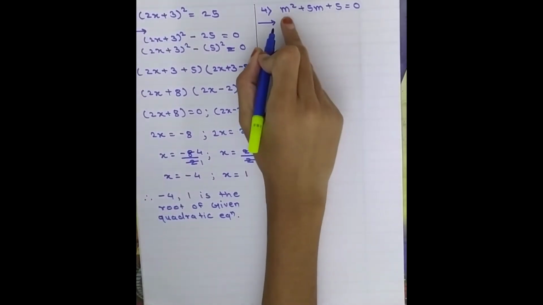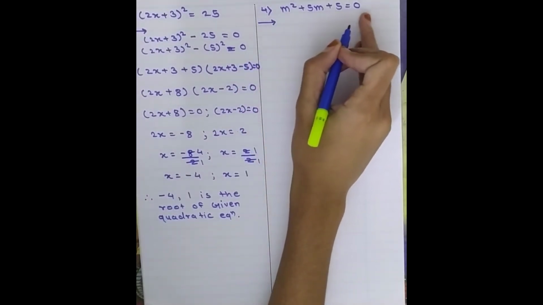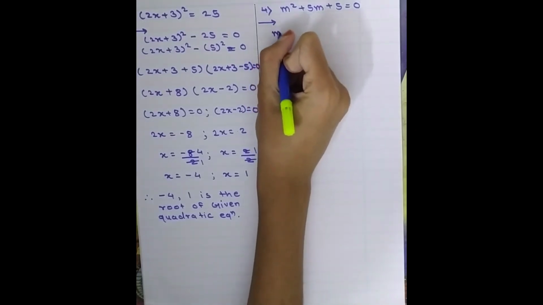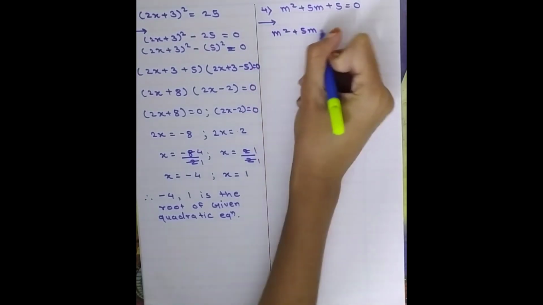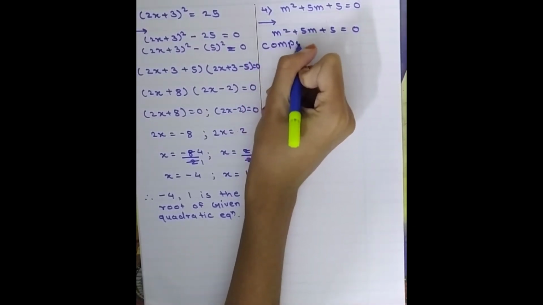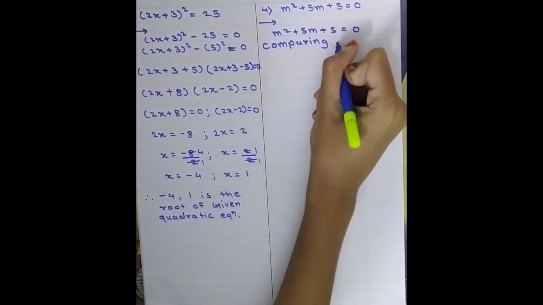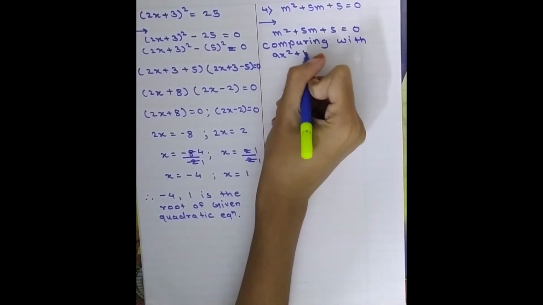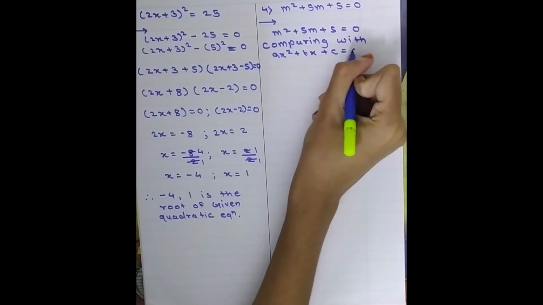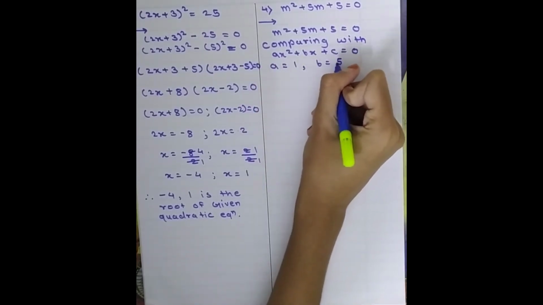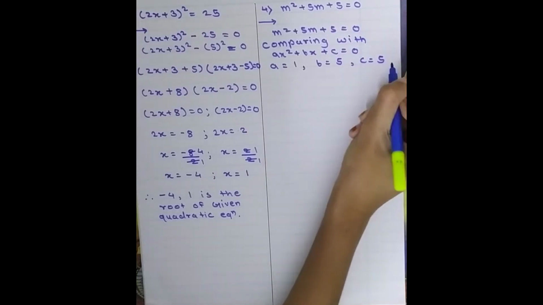Question number 4 is m square plus 5m plus 5 is equal to 0. Comparing it with ax square plus bx plus c is equal to 0, then a is equal to 1, b is equal to 5 and c is equal to 5.